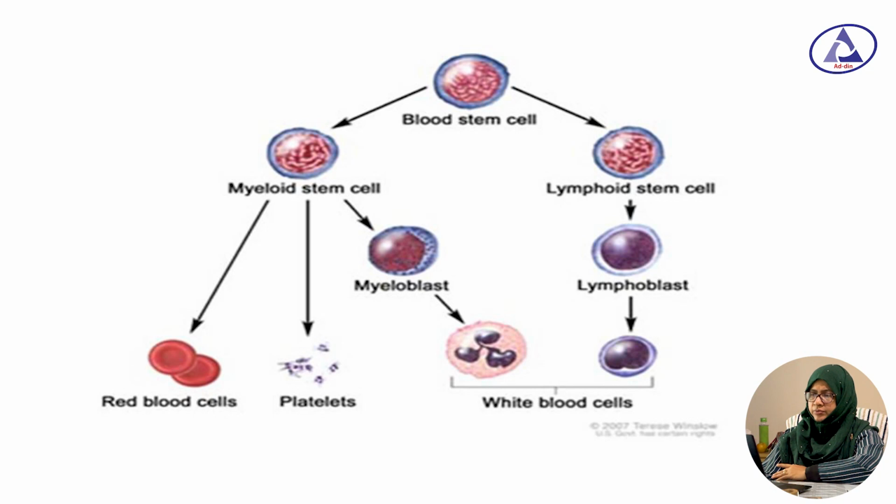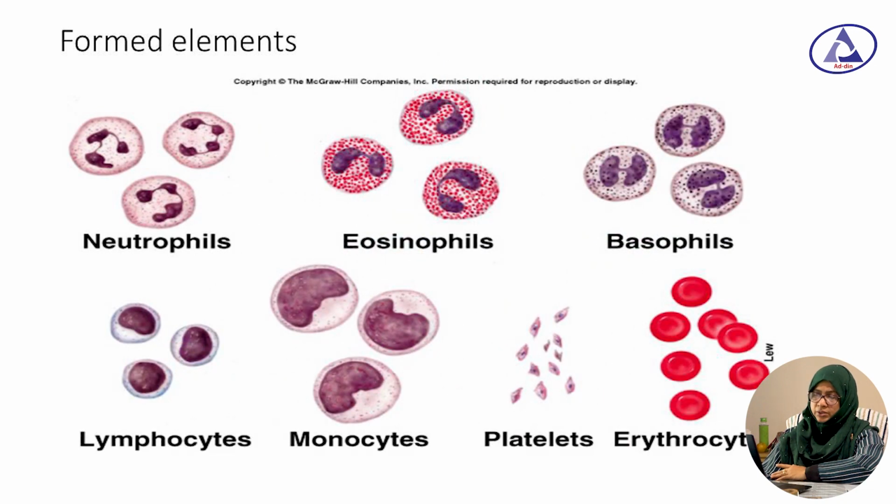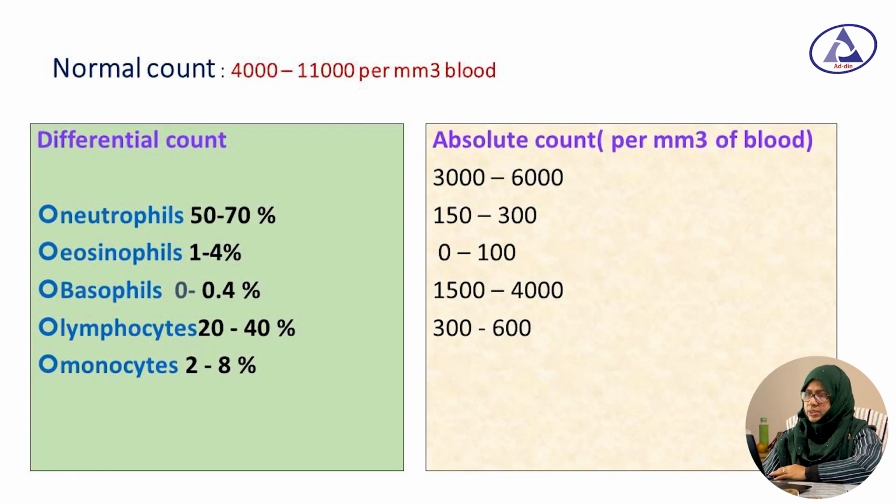Here is another figure of all blood cells. Here you can see the proportionate variations of different cells. Now let us discuss the differential count and normal count. Its normal count is about 4,000 to 11,000 per cubic millimeter of blood.